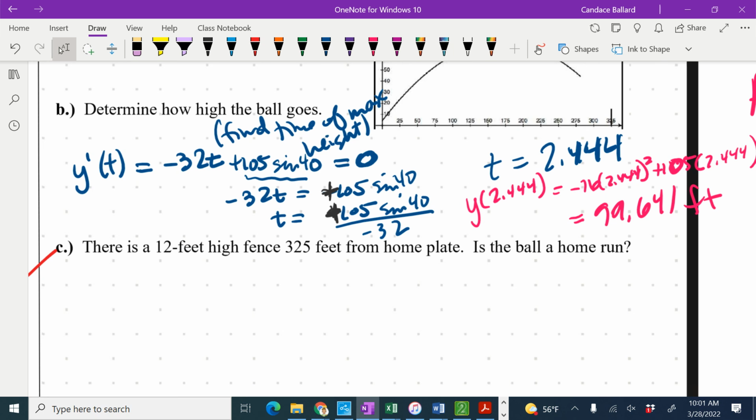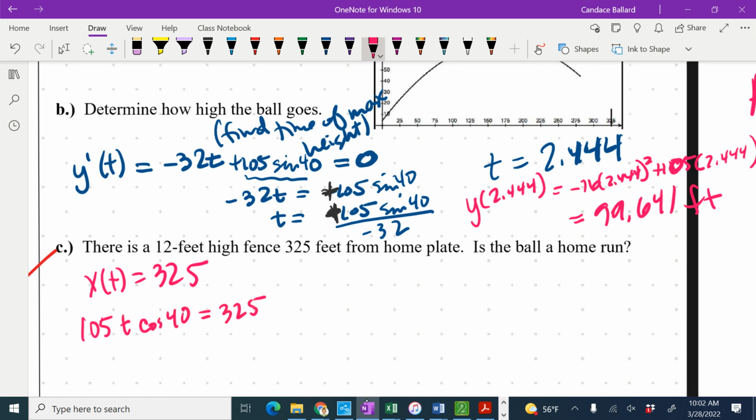Okay. So this is talking about the horizontal distance. It's talking about x of t being 325 feet away. So I need to take my x component, the position component, and set it equal to 325. So we're actually not really doing much calculus. We're taking our x component and setting it equal to this. So I'd have 105t times the cosine of 40 equals 325.